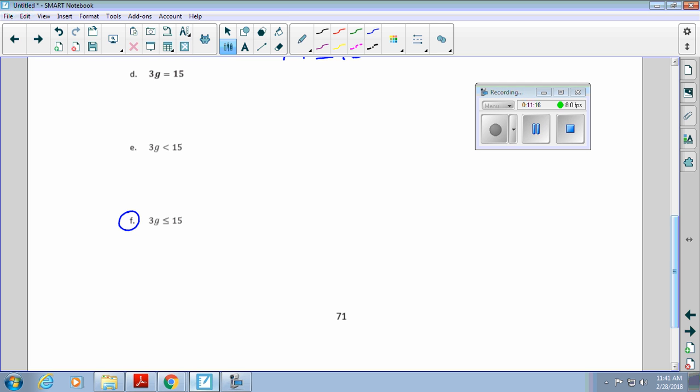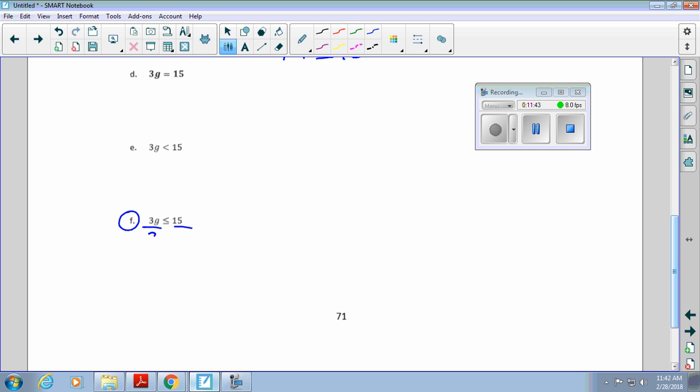How do I get rid of that 3 stuck with the G? Jacob, nice and loud. A big T underneath inequality. Actually, we don't need the big T in this one. Upside down T. Cassie? Divide, yeah. What's going on, Jacob? You good? Oh, nothing. Okay. Anyway, so you're going to divide each side by 3.